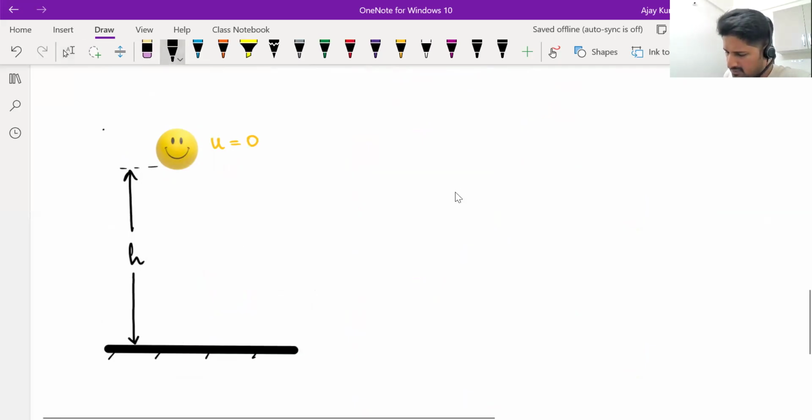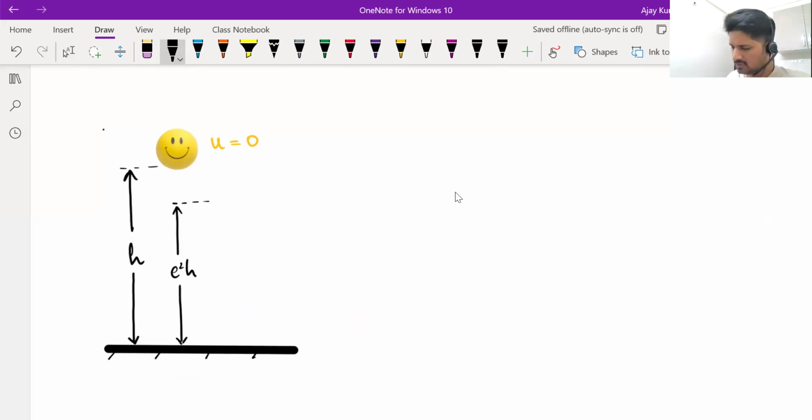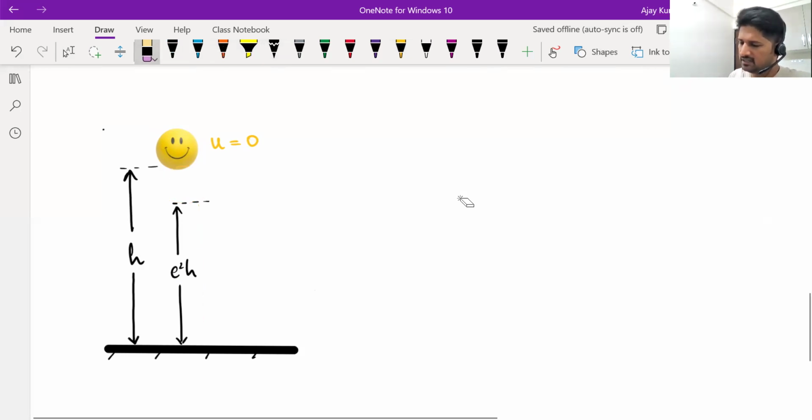So let this be the height e square h. After the first bounce, it goes to that level. Then when it reaches this level, it starts coming down and it will bounce for the second time from the ground. Tell me, after the second bounce, to what height will it rise?